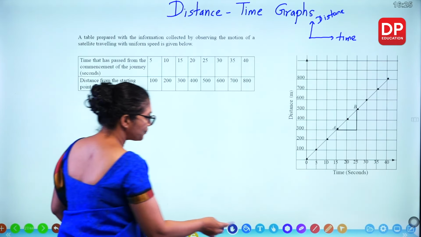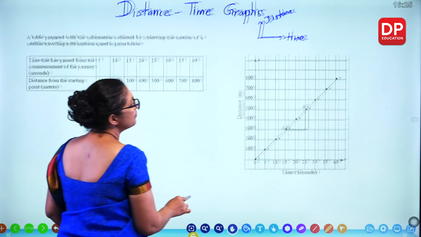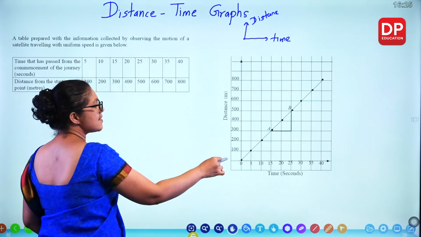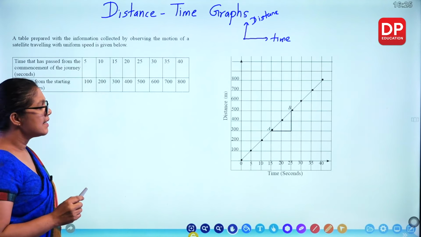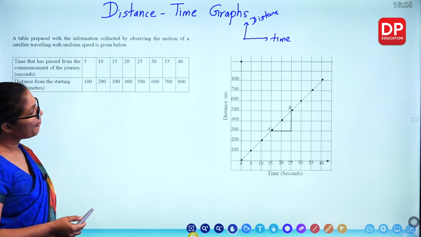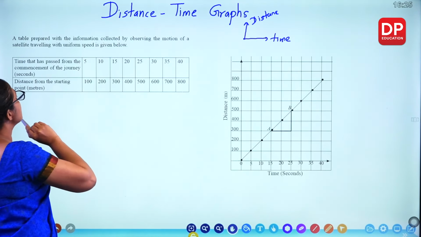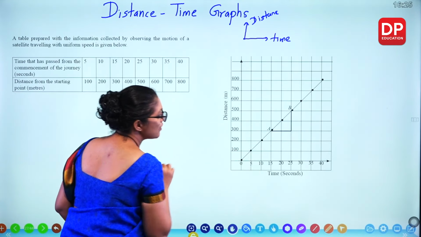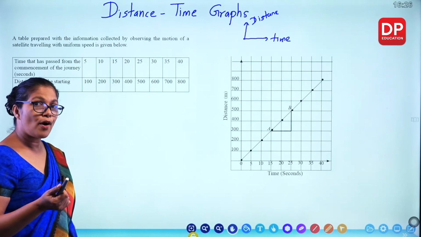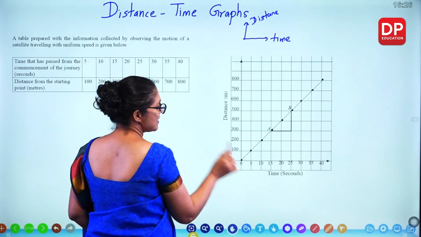So what we do, we take the two axes like that. Y-axis is distance and the x-axis is seconds. Then mark the units. Distance is in meters, time is in seconds. Then you can mark the point. 5 seconds, what's the distance? 100 meters. So 5, 100. So you mark the point. So what is the starting point? 0 distance, 0 seconds. So that's the starting point.